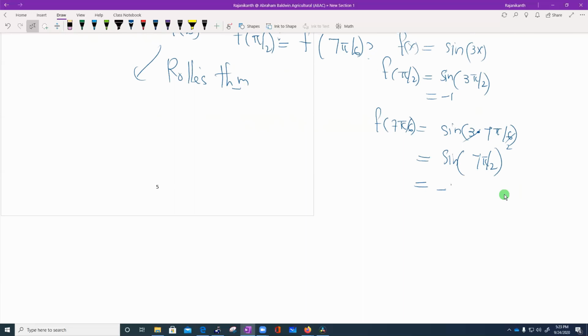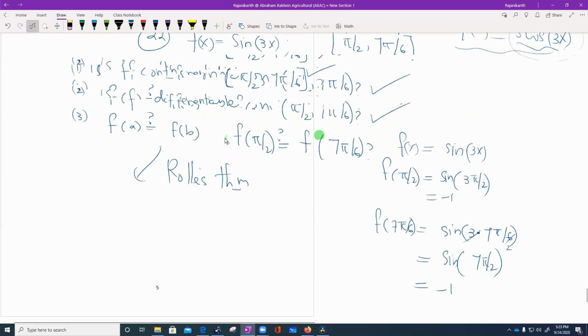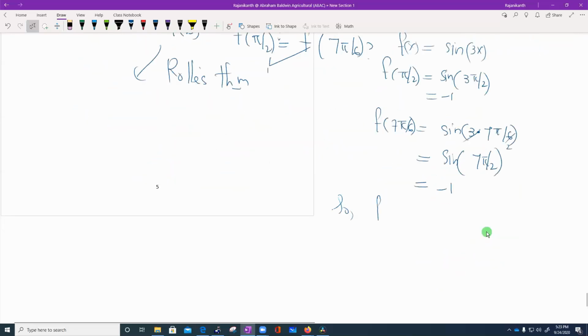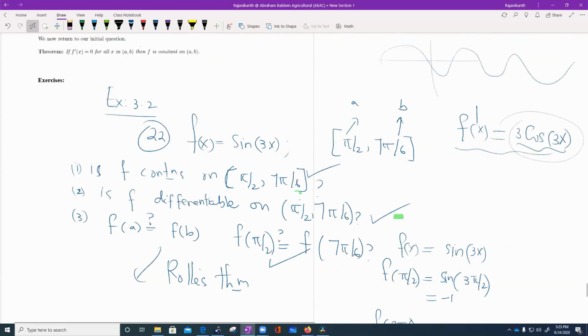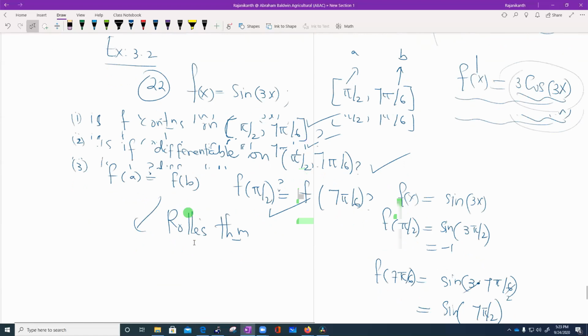Again, it is going to be in the third quadrant, right? Yes. Therefore, both endpoints are giving the same value. So this is also satisfied. The function value at pi over 2 is equal to the function value at 7 pi over 6, which is -1. Therefore, all 3 conditions are satisfied. I could use Rolle's theorem now.